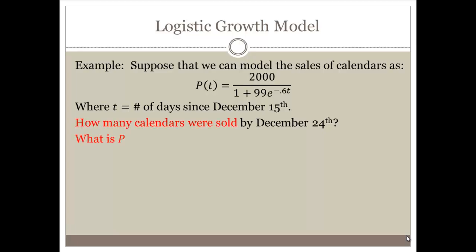In our question, the phrase, how many calendars were sold, is asking, what is P? And the phrase, by December 24th, means for t equals 9, since December 24th is 9 days after December 15th. So in other words, this question is asking, what is P of 9?